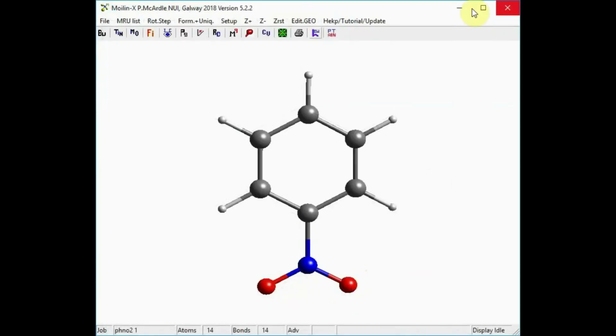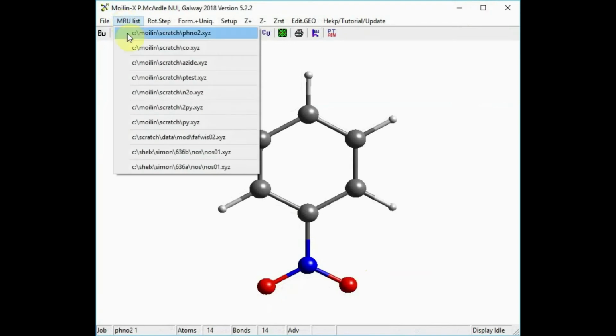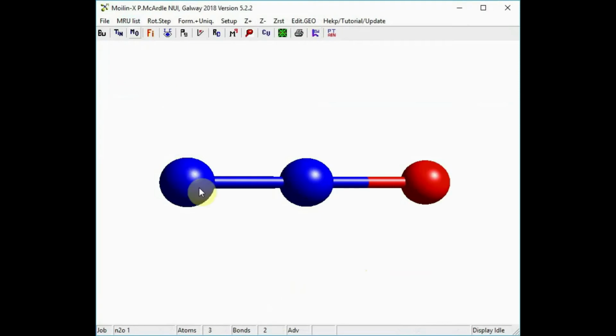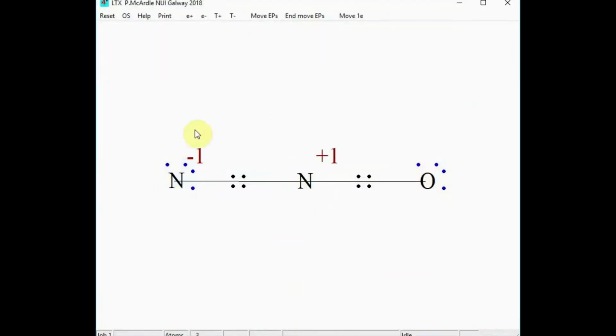Another example which shows the usefulness of the bow and arrow chemistry is the structure of N2O. N2O consists of an NNO system, and it's an overall neutral molecule because the +1 and -1 charges cancel, of course. The structure that's drawn by the program shows us that there's a nitrogen-nitrogen double bond and a nitrogen-oxygen double bond. Now this is just one resonance structure for the molecule.